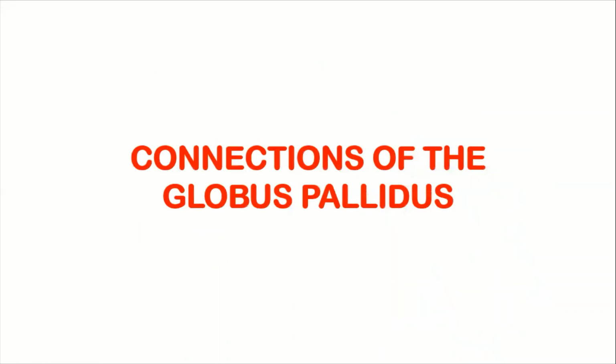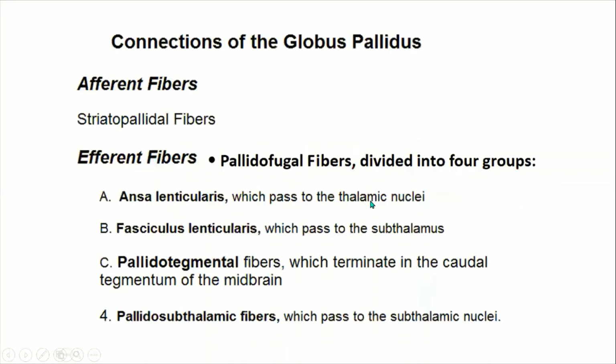So, connections of the globus pallidus now. Focusing on the globus pallidus, its afferent fibers are striatopallidal, I've shown you already. Efferent fibers are pallidofugal fibers, divided into 4 groups.